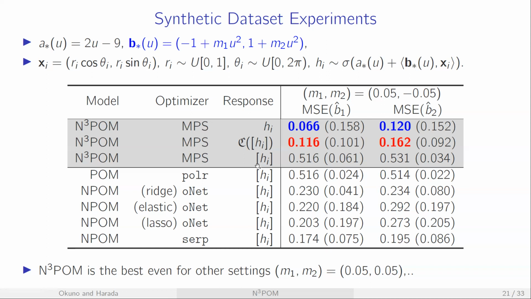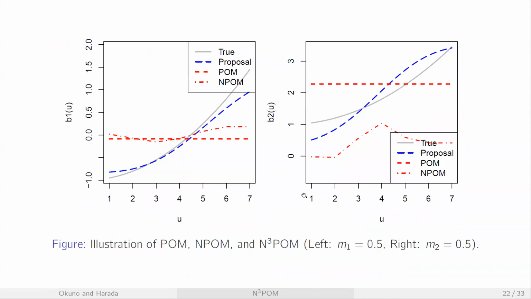Okay, so these are the quantitative evaluations. And this slide shows the estimated coefficient functions. In this plot, the gray line shows the true coefficient function, this one, with respect to the changing threshold U. The blue line shows the proposed N3POM, and the red line shows the existing POM and NPOM. And as you can see, the proposal certainly approximates the true curve.